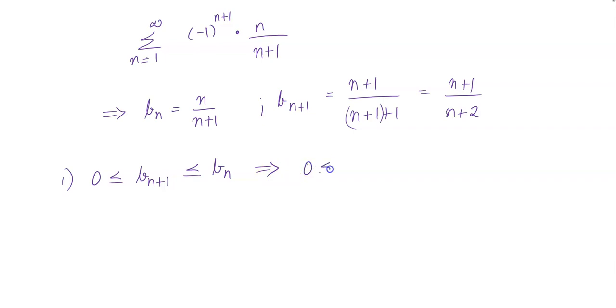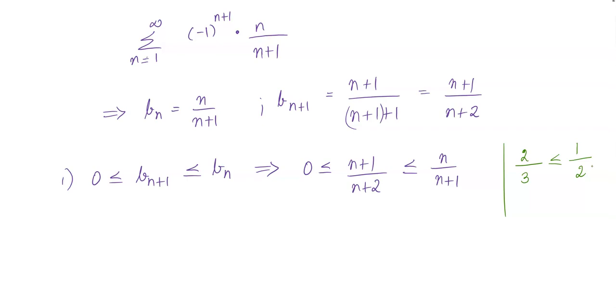Let's set this up. n plus 1 over n plus 2 less than or equal to n over n plus 1. Now, again, test it with different n values. So we just test it by the side here. When n is 1, 1 plus 1 is 2, over 1 plus 2 is 3, less than or equal to, n is 1, so 1 over 2. 2 over 3 is less than or equal to 1 over 2. See if this is true.